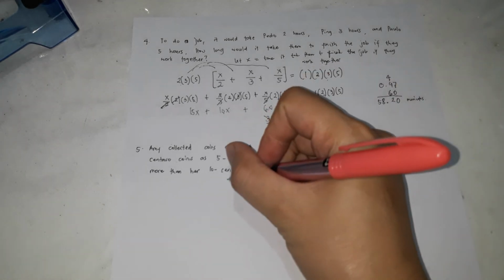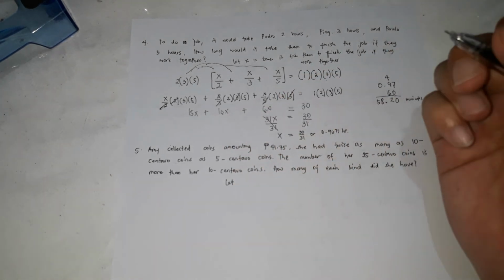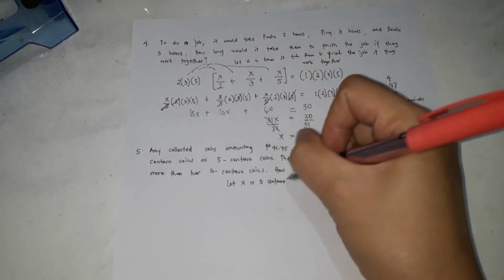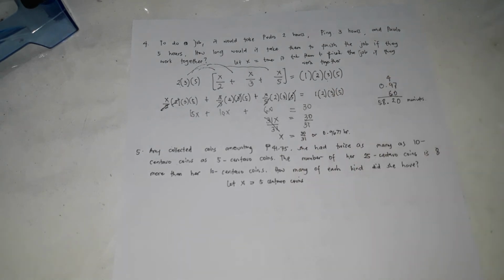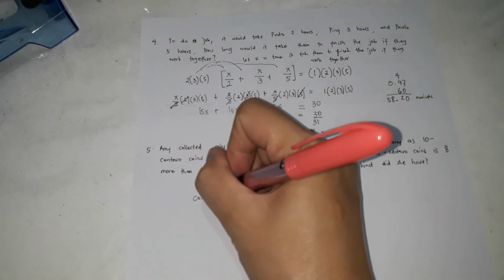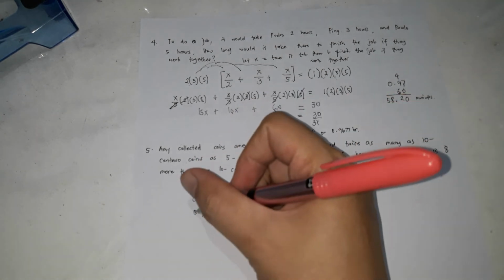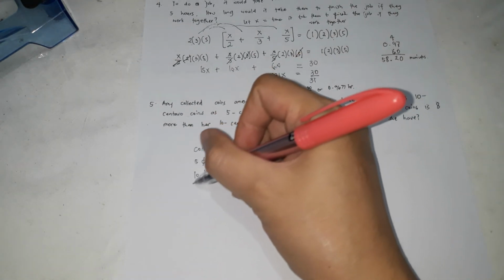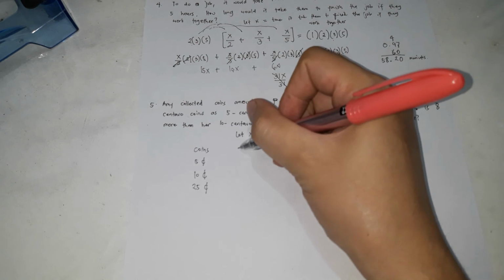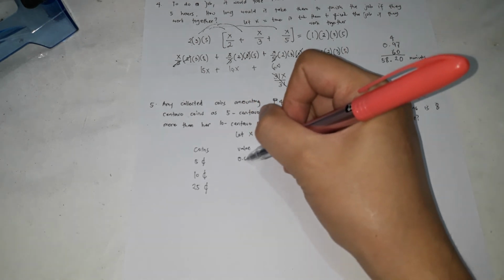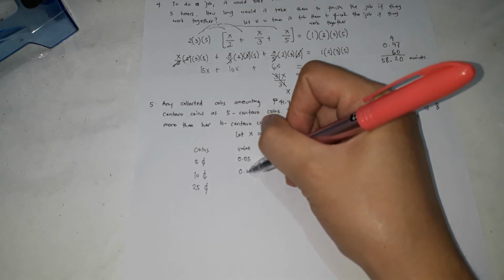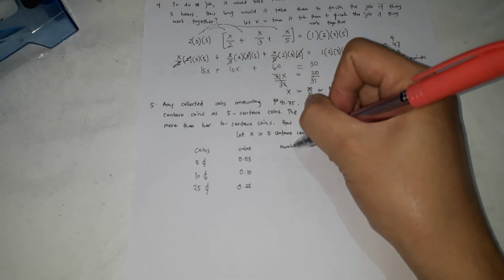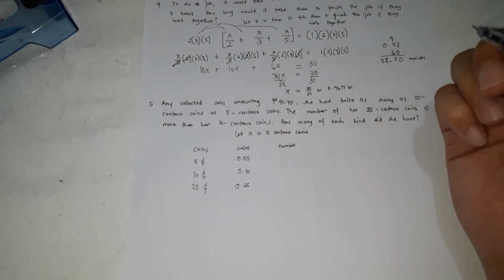So, the problem here, the unknown would be, let x be the number of 5 centavo coins. So, you'll find out why. So, here, the coins are 5 cents, next, 10 cents at saka 25 cents. The values are 0.05, 0.10, 0.25 pesos. So the numbers, ilan yung 0.05 or 5 cents?